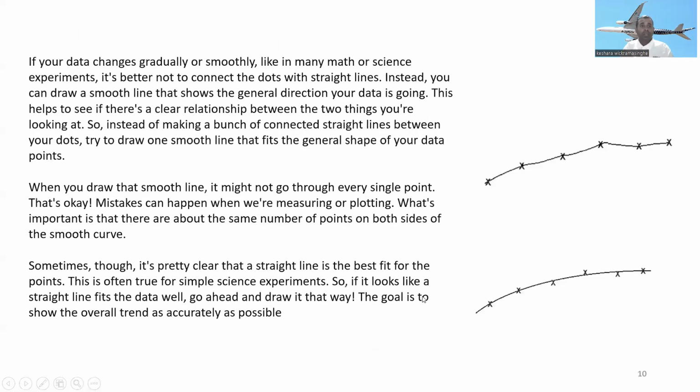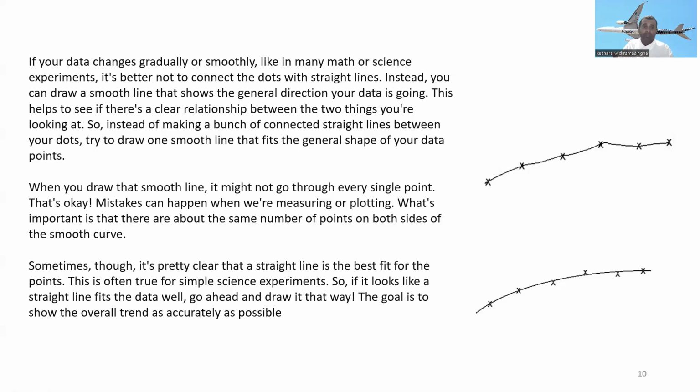All right, now if your data changes gradually or smoothly like this, here you can imagine this is the y-axis and this is the x-axis, right? Smoothly, like in many maths or science experiments, it is better not to connect the dots with straight lines. It means if the data changes very smoothly, don't connect it as a straight line. Instead, you can draw a smooth line that shows the general direction your data is going. So this helps to see if there's a clear relationship between the two things you are looking at.